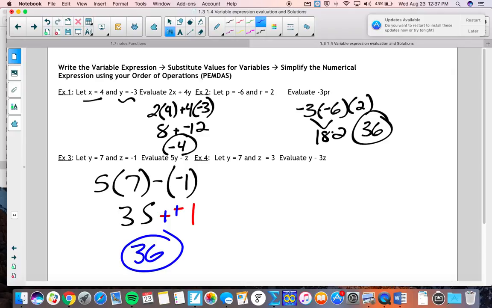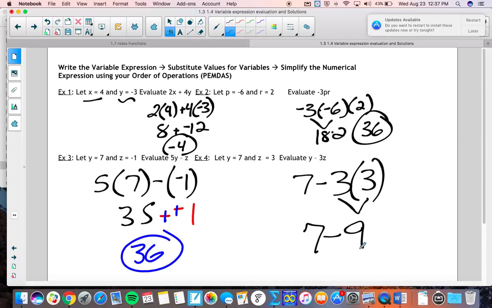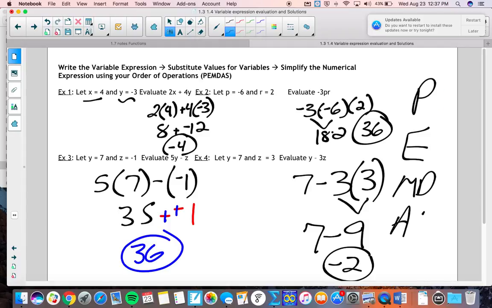There we are. Last one. Get my fancy pen back. That's probably why I'm stumbling. y times y minus 3 times z. So y is 7 minus 3 times z is 3. So I plug in 3 for z. So here I have to multiply first. So I get 9. 7 minus 9. That's -2. So yes, folks, if you're wondering why I'm doing what I'm doing, refer back to PEMDAS. This is the order we have to simplify things from top down.